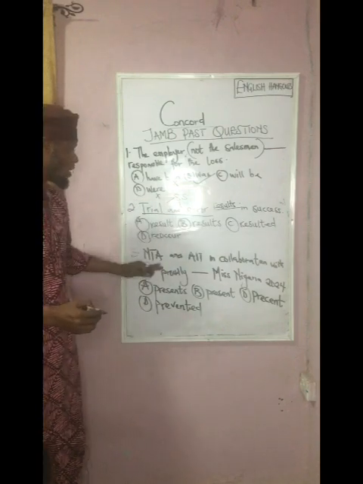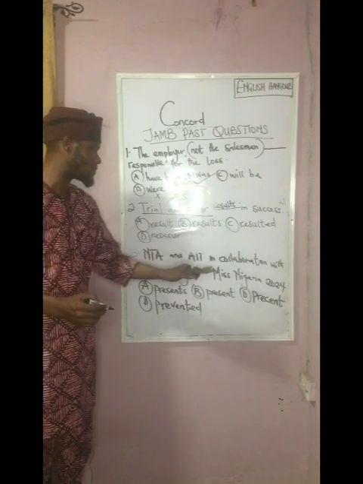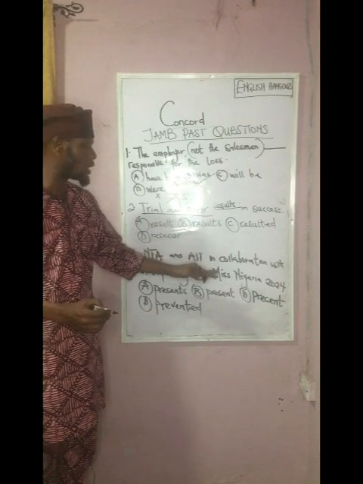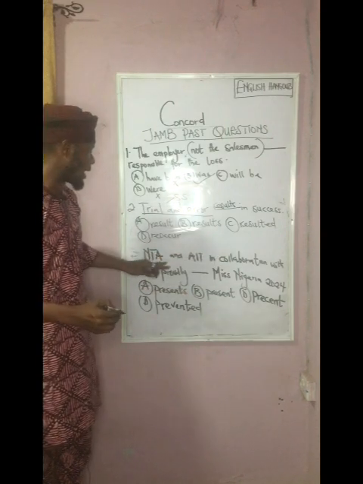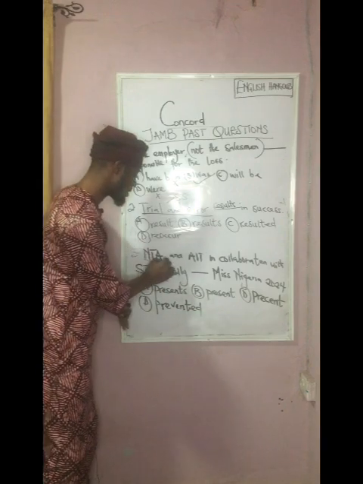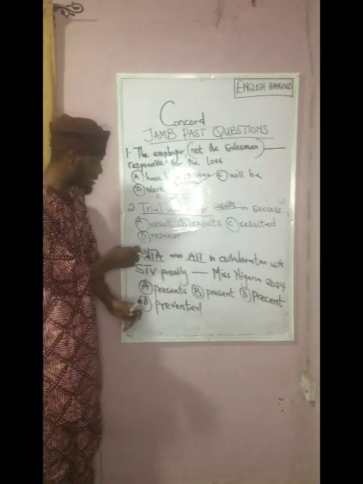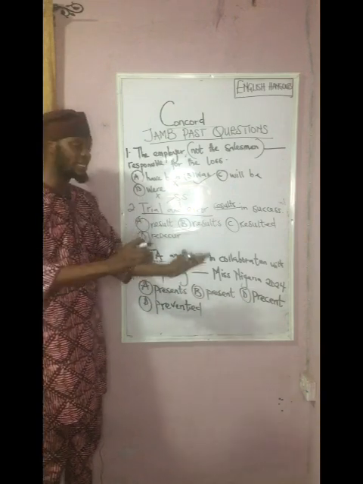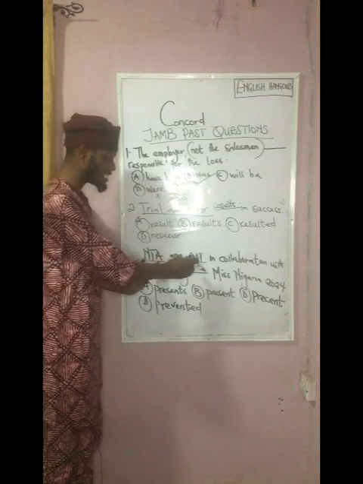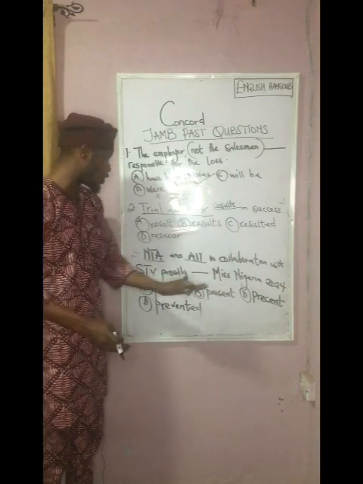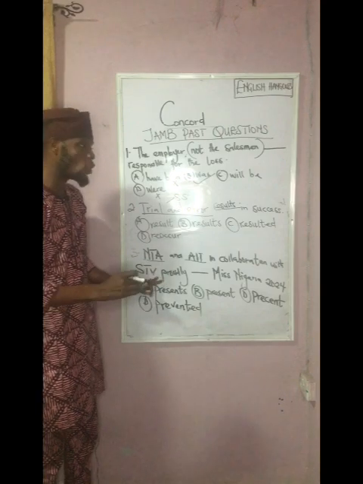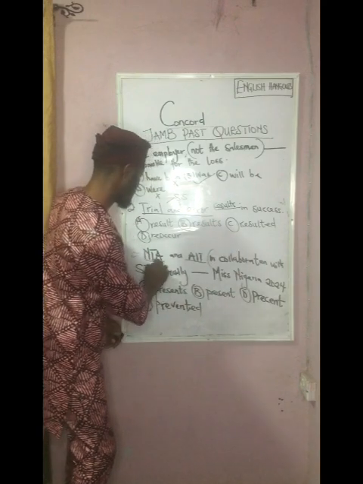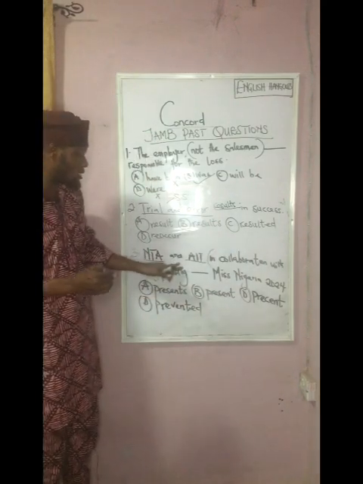And finally, we have NTA and AIT in collaboration with STV proudly dash Miss Nigeria 2024. NTA and AIT, this is an entity, this is also an entity. This NTA is a different body on its own. AIT is another body on its own. This shows that the subject here is plural. In collaboration with STV is the accompaniment or intervening phrase in that sentence. Therefore, it should not be considered when we are to choose the appropriate verb that will flow with this sentence.